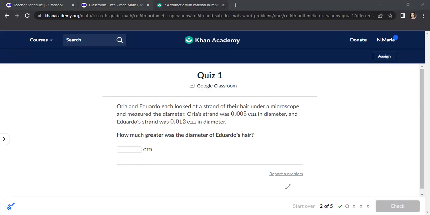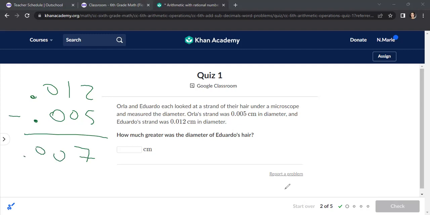So we're going to do subtraction. His was more in diameter than Orla's. So his goes on top, hers on the bottom. 12 minus 5 is 7. 0, 0. There we go. So 0.007. And how could I check? If I added it back with Orla's, I would get back to 0.012. So that is the answer for this one.